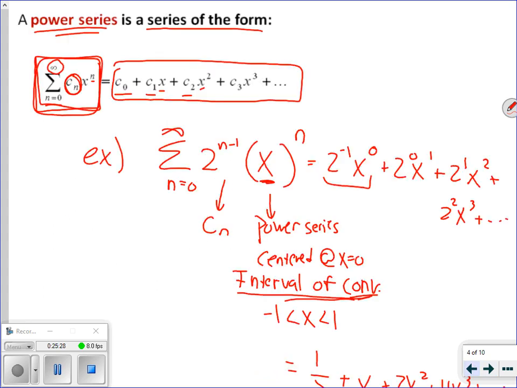So good job. I'll clarify any questions we have on this material together. But the big thing to take away from today is what the form of a power series looks like. All right. Good job, guys.